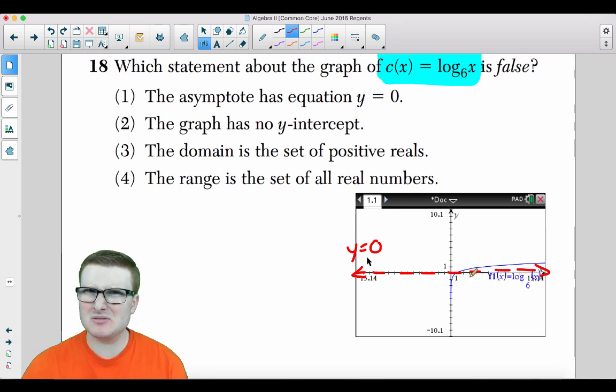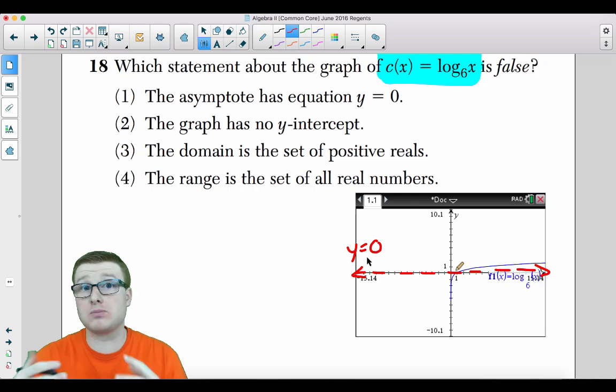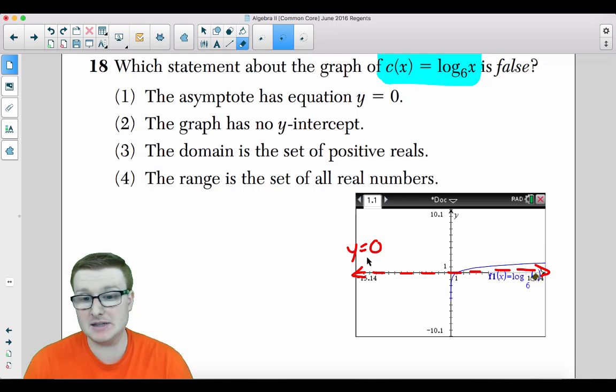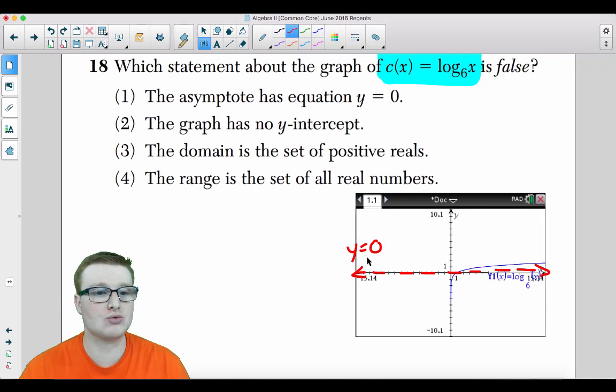Is that an asymptote? No. An asymptote means that the graph is slowly approaching that number, or it is leveling off in relation to that asymptote. Asymptote doesn't mean that you're just approaching it necessarily, because you'll see in calculus that an asymptote could jump and then smooth out. But that is a false statement.